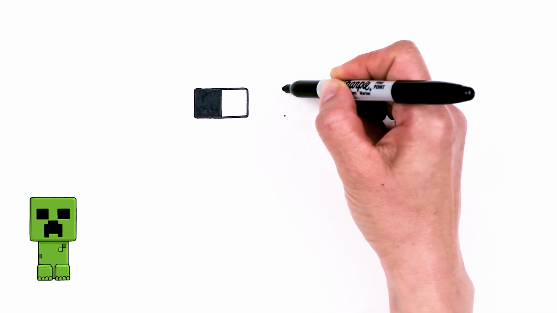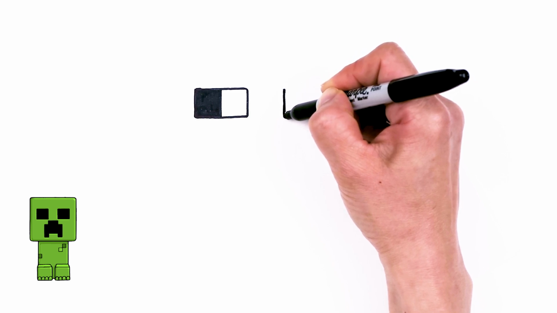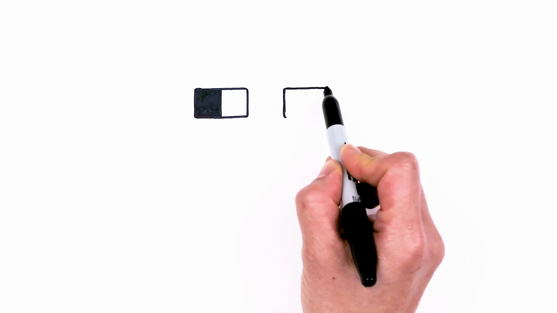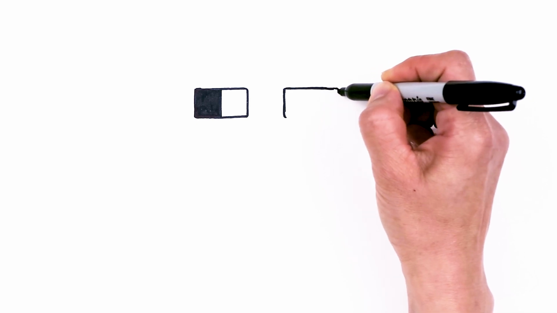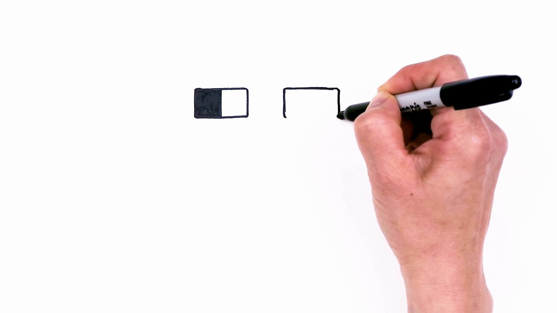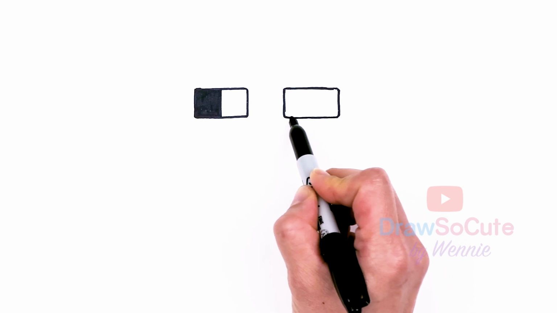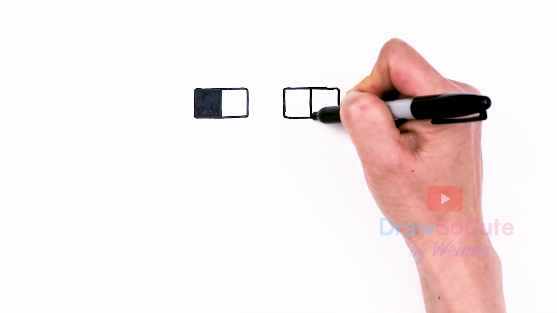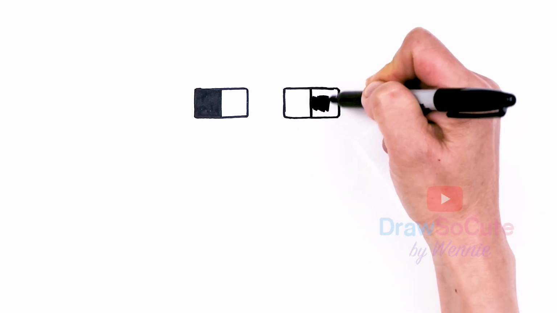Come across right here, then round off the corners. And once again, just go across to create a rectangle. So about right here. And split it in half once again. And on this side, we're going to shade in this part of the eye.